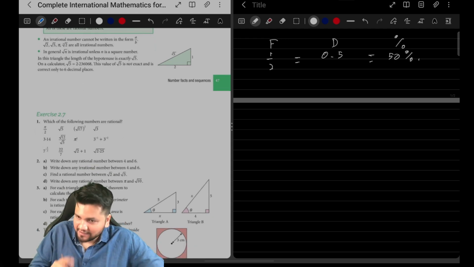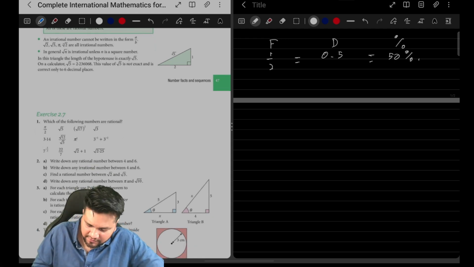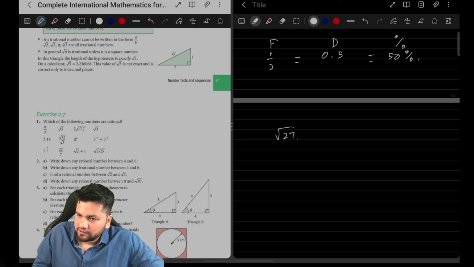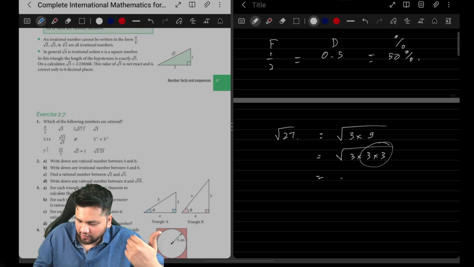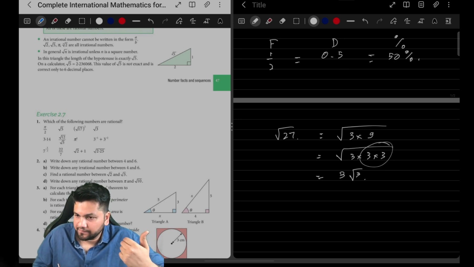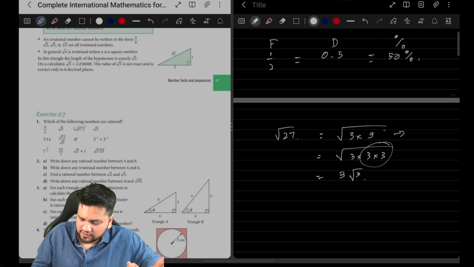So here the first thing is simplification of surds. If I have something like root 27, what I can do is factorize this and write it as root 3 into 9, or maybe root 3 into 3 into 3. Now if I see a pair here, I'll just put this 3 outside and it's going to be 3 root 3. The other way, you can just find the square root of 9, which is 3, and it's going to be 3 root 3.